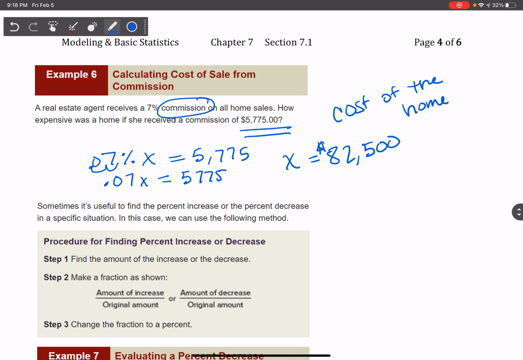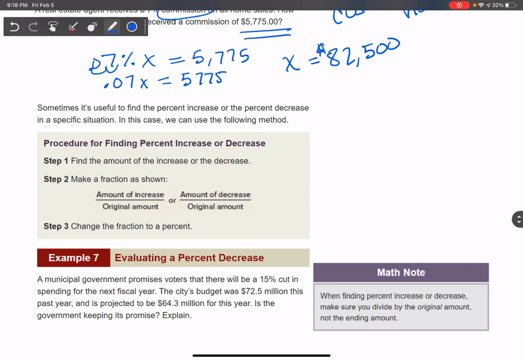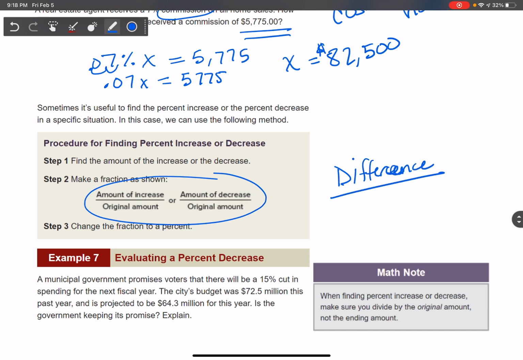All right, next up, we have percent increase and percent decrease. Sometimes it's useful to find a percent increase or decrease in a specific situation. In this case, we will use this method. We're going to turn them into fractions. We're going to take the amount of the increase or the amount of decrease, in other words, the difference, and divide it by the original amount.